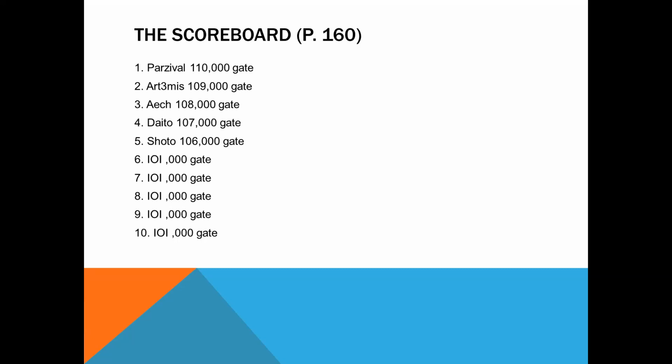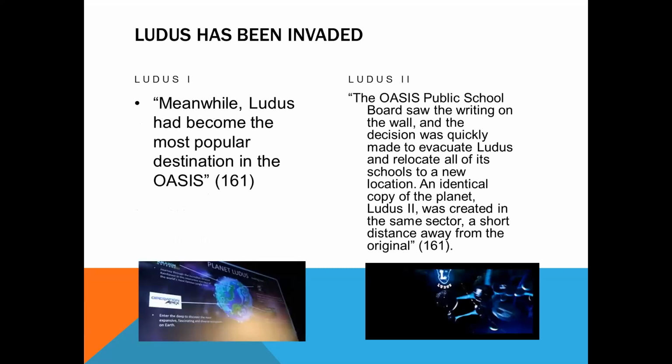Like I said before, Ludus itself has been invaded, becoming the most popular destination in the Oasis. The public school board saw the writing on the wall, and the decision was quickly made to evacuate Ludus and relocate its new schools on a different planet. A copy called Ludus 2, which was created in the same sector, a short distance away from the original.